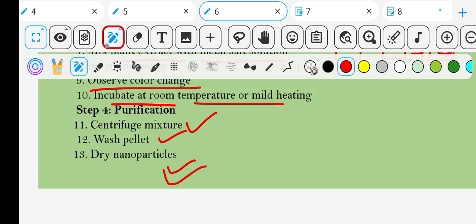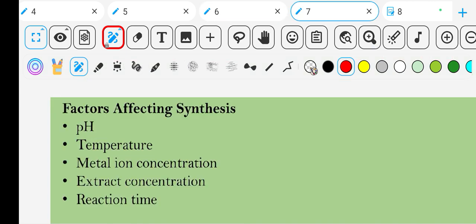Moving to another topic, which is the factors affecting synthesis. Your pH, temperature, metal ion concentration, extract concentration, and reaction time can all affect it. So now let's talk about how they affect your synthesis. If we talk about pH, altering the pH changes the oxidation or reduction potential of the biomolecules, basically dictating whether a reaction is spontaneous or not. So a high pH level can often lead to smaller or more uniform nanoparticles, right?